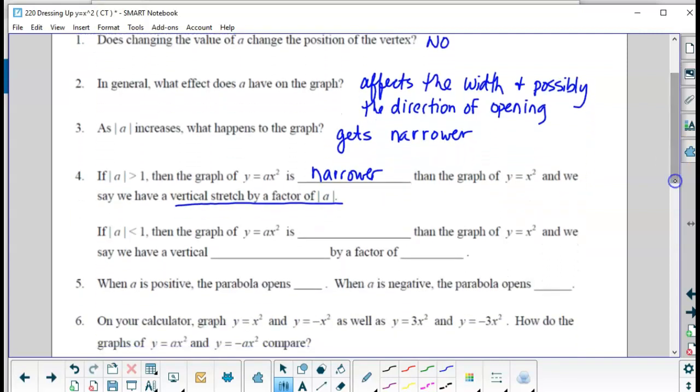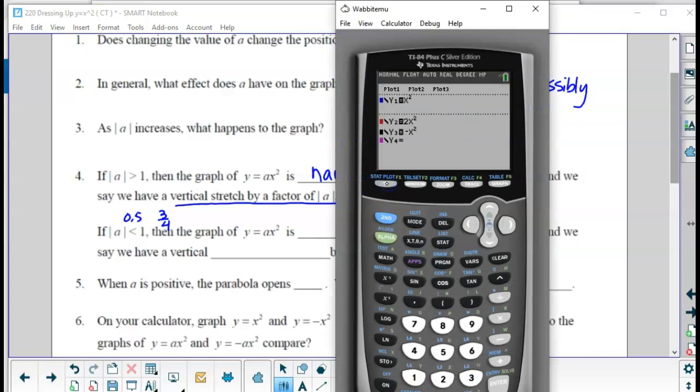If the absolute value of a is less than 1, so that's something like 0.5 or 3/4, okay? Then it's going to be wider. And if you're not sure, you could graph that as well. So we could go here and put 3/4 x squared. So blue was my original, and now the purple is wider. Okay.